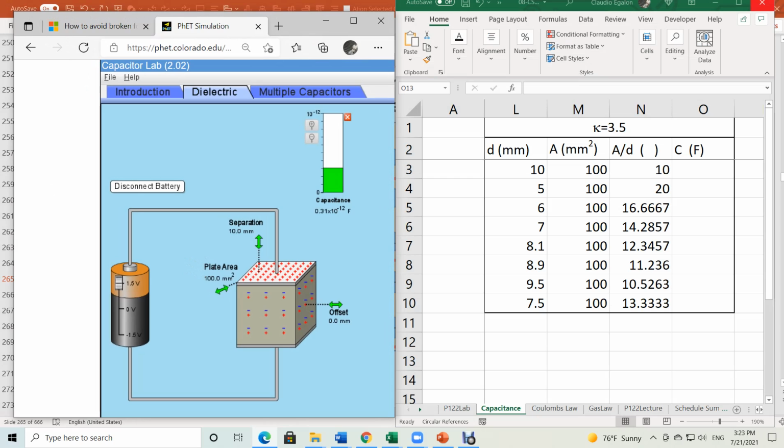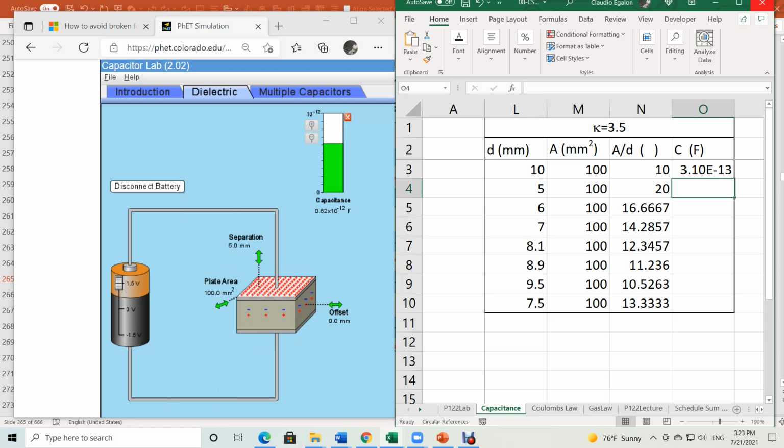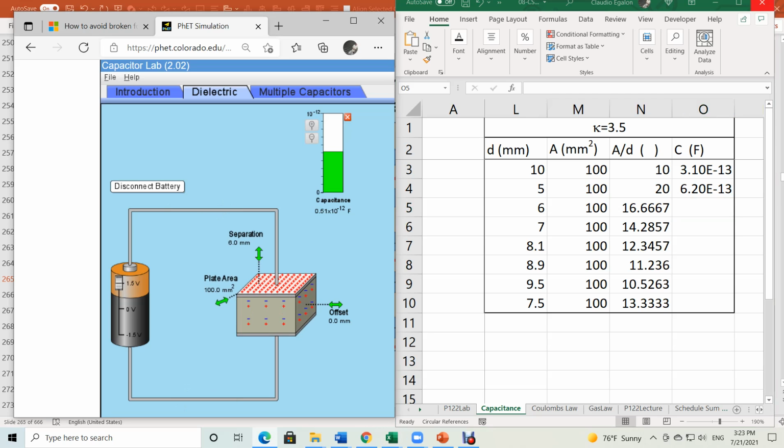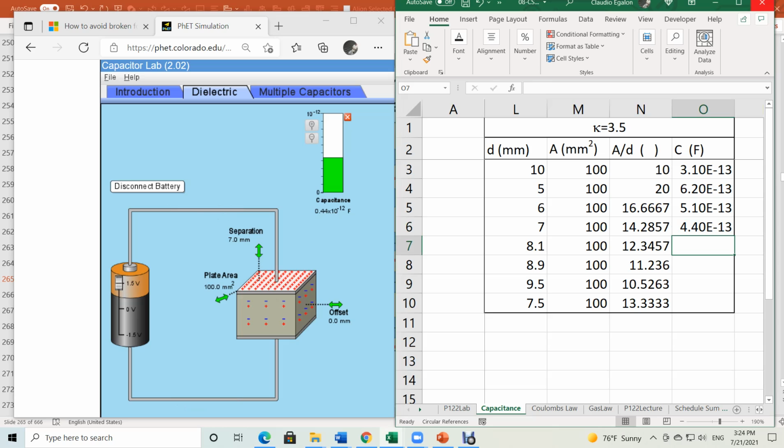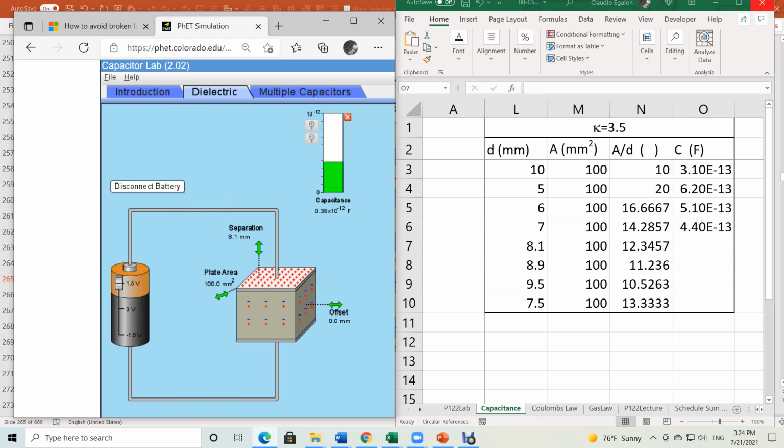Start at 10 millimeter separation, 0.31 times 10 to minus 12. 5 millimeter separation, 0.62 times 10 to minus 12. 6 millimeter separation, 0.51 times 10 to minus 12. 7 millimeter separation, 0.44 times 10 to minus 12. 8.1 millimeter separation. Here you go. 0.38 times 10 to minus 12.